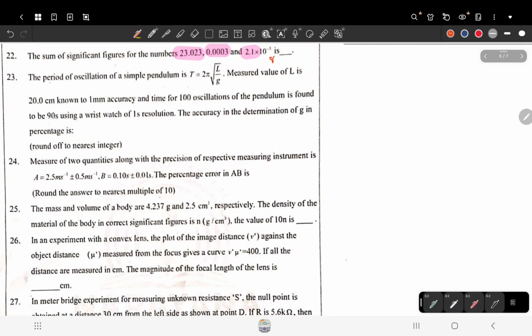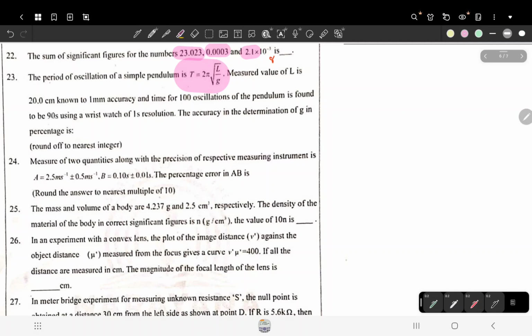So next one, this one, 23. The time period of oscillations of a simple pendulum T is equal to 2 pi root of L by g. The measured value of L is 20 centimeter, known to 1 mm accuracy, and the time for 100 oscillations of the pendulum is found to be 90 seconds using a wrist watch of 1 second resolution. The accuracy in the determination of g in percentage, so let me see the values. The given equation is this, 2 pi under root of L by g, you all know this.